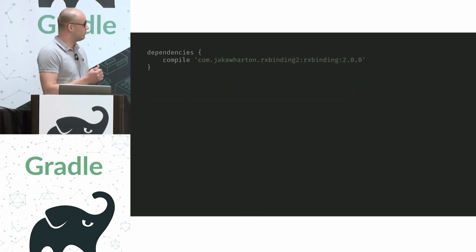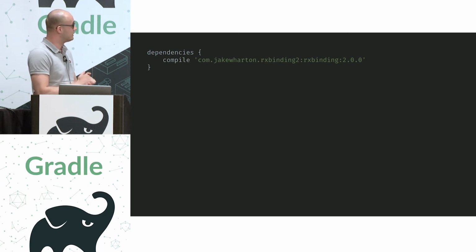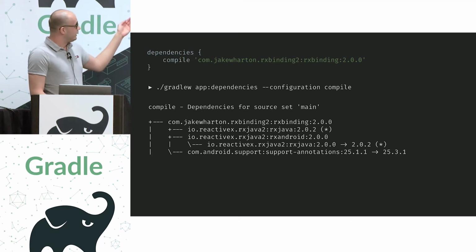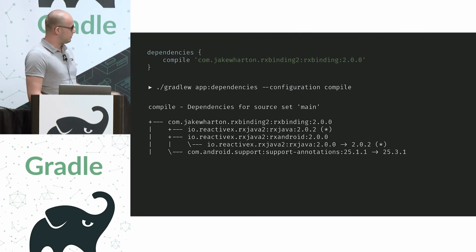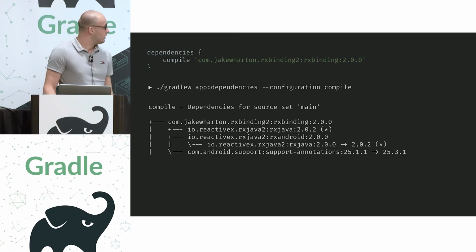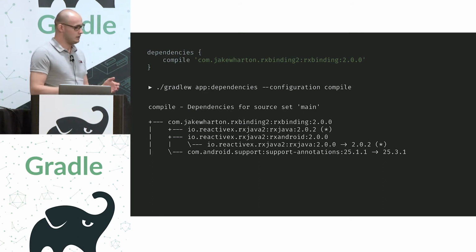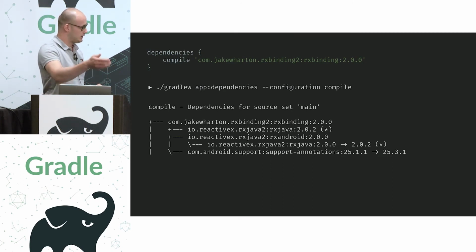So first, let's see what's going on when Gradle resolves dependencies. So let's say we depend on RxBinding, just a normal single library. And if we try to inspect dependencies for the compile configuration, we can see that we depend on RxBinding, but also a bunch of other libraries. And why is that? This is because by default, Gradle resolves dependencies transitively. So if we depend on one library and this library depends on another library, then it will pull in those dependencies as well. And if the other library depends on yet another, then we will go all the way until we have everything that we need to build the project.